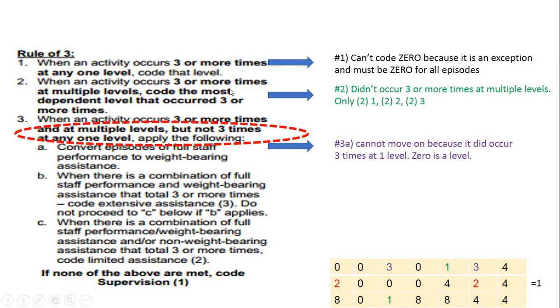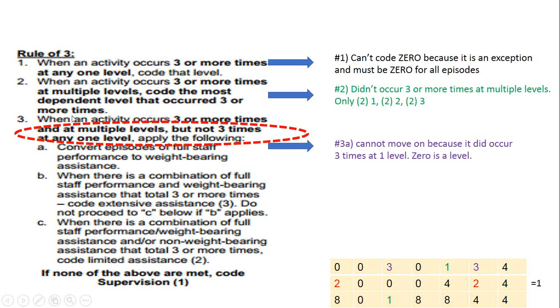So that rule doesn't work. Then you move down. When an activity occurred 3 or more times at multiple levels, you're going to code the most dependent that occurred 3 or more times. It didn't occur 3 or more times at multiple levels. There was only 2 1s, 2 2s, and 2 3s. Okay, so that rule doesn't apply.